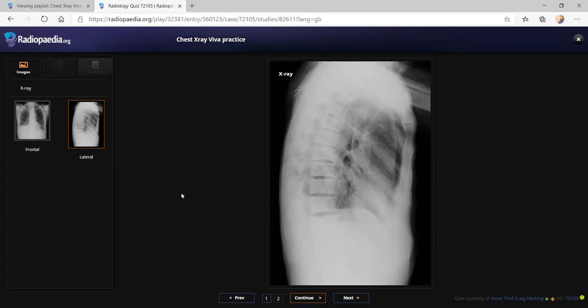Do you remember the history? What I told? Lethargy. What was the age? So, 70 year. So you are still going with the same diagnosis, or you want to change?